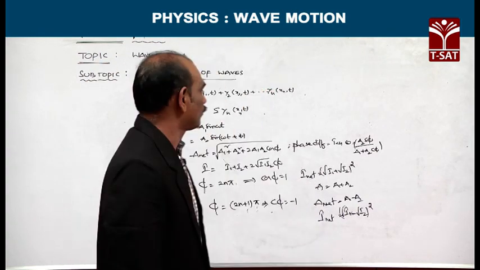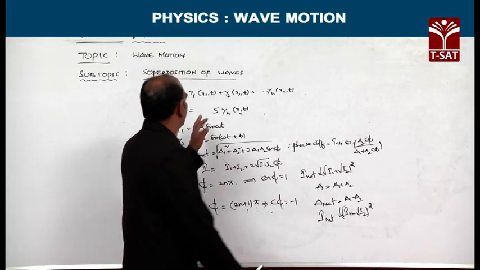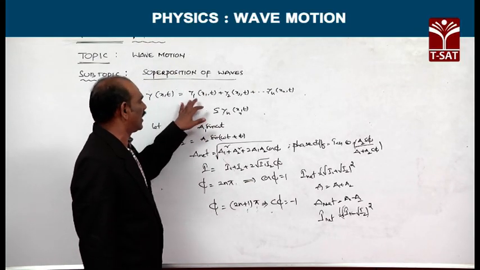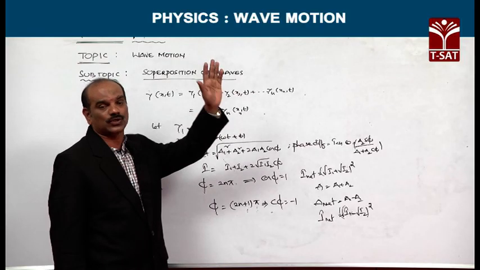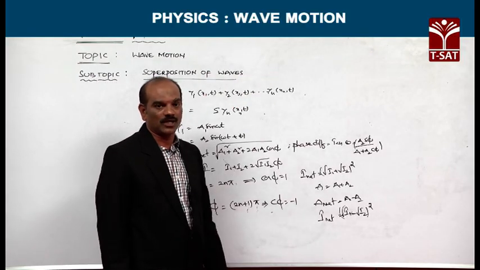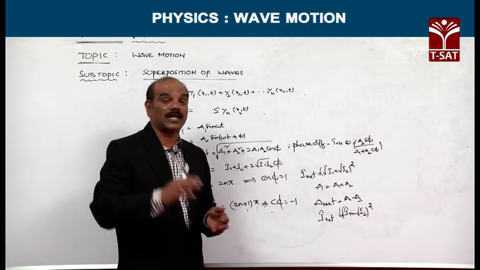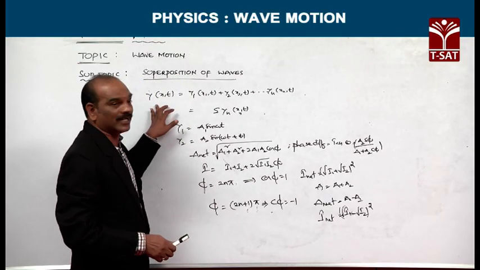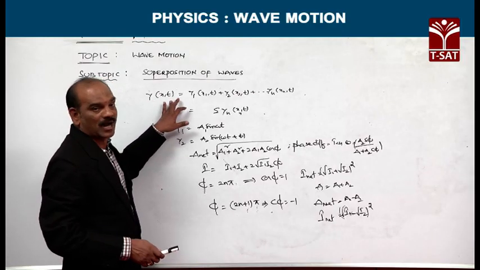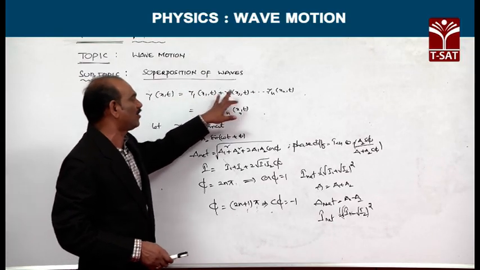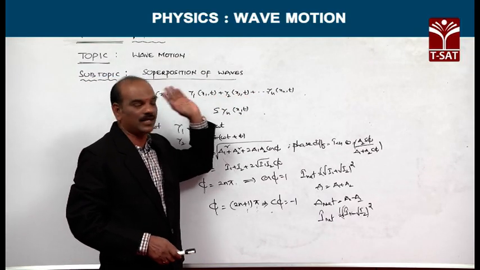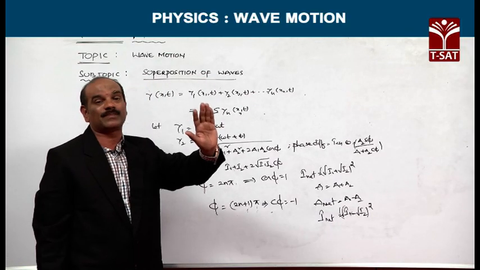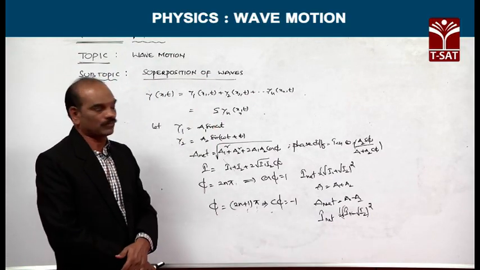So for example, we have many waves whose displacements are y1(x, t), y2(x, t), etc. When they are superimposed on each other, the resultant displacement of the resultant wave is the vectorial sum of the individual ones. That is, y(x, t) is equivalent to y1(x, t) plus y2(x, t). We have to add vectorially. That will give the resultant displacement of the superposition of the waves.